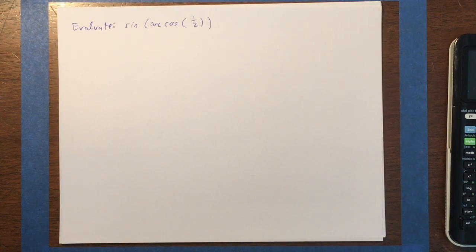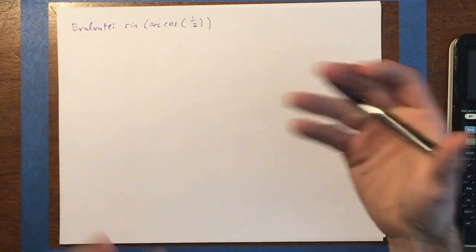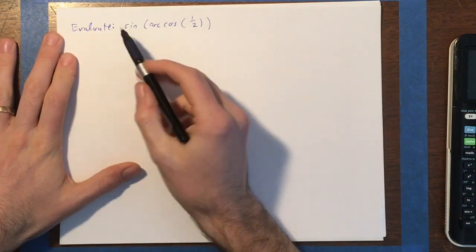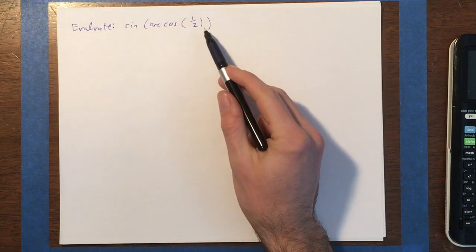All right, carrying on with composing trig functions and inverse trig functions. This time we're going to make it so that the functions don't match, but we're still going to have one of them be a trig and one of them be an arc trig or an inverse trig. So here I've got sine of arc cosine of 1/2. Let's say we just want to evaluate this.